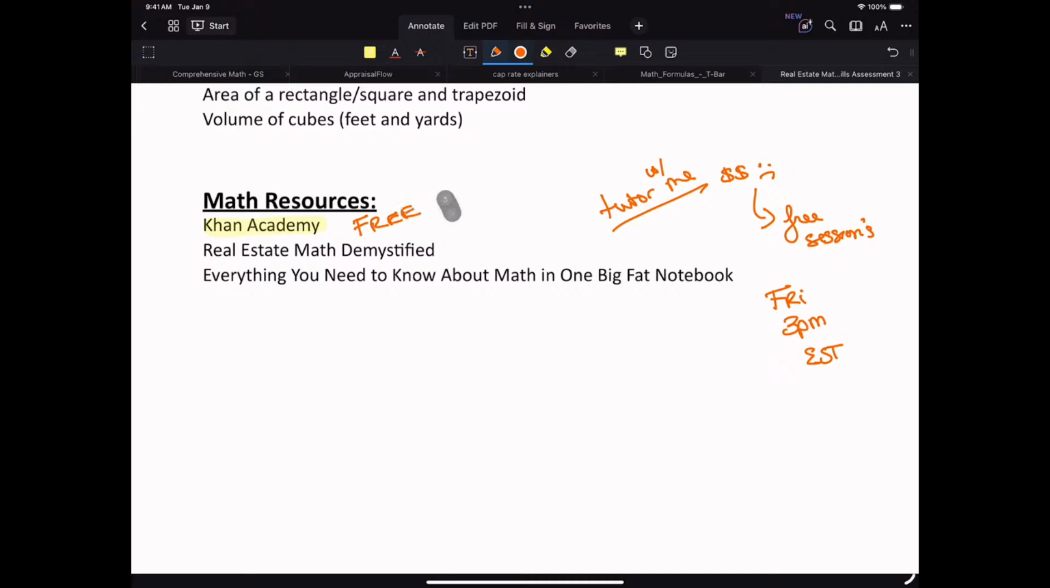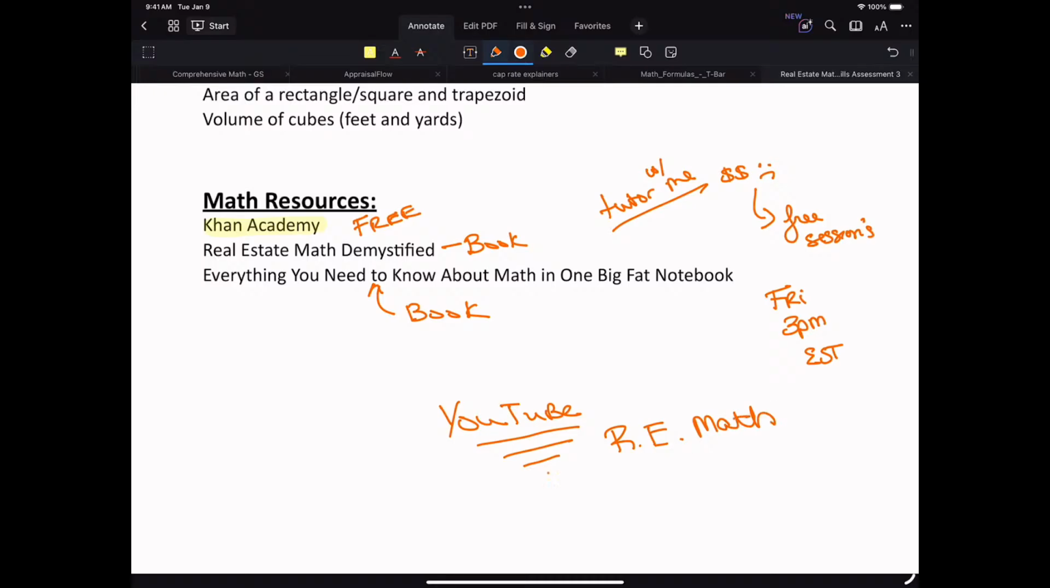If you're more of a book person, then go ahead and get this book. And this is a really good book too. I like those. But guys, remember, on my YouTube page, I have tons of math videos as well. Those are going to be real estate math, but they're there to help you.